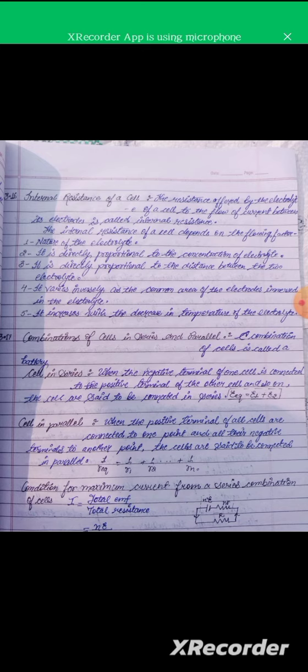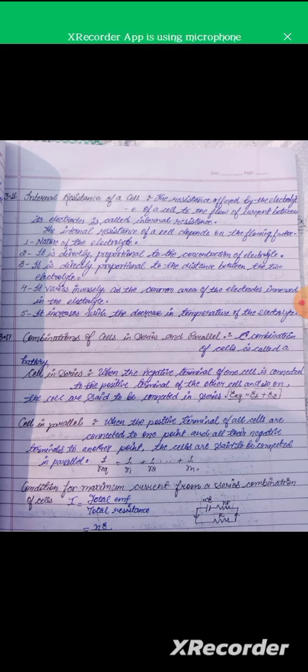First, nature of the electrolyte. Second, it is directly proportional to the concentration of the electrolyte. Third, it is directly proportional to the distance between the two electrodes. Fourth, it varies inversely as the common area of the electrodes immersed in the electrolyte. Fifth, it increases with decrease in the temperature of the electrolyte.